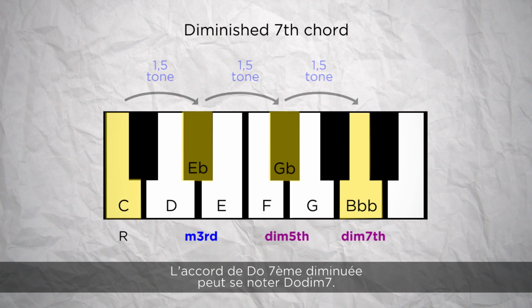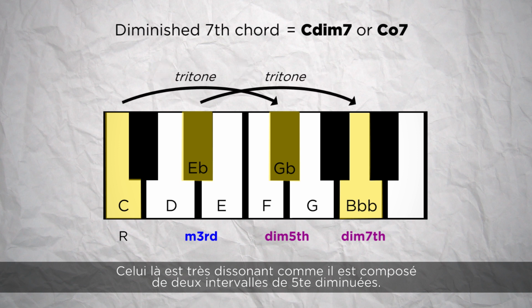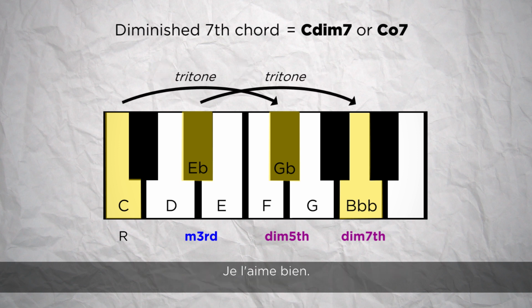So the C diminished 7th chord could be noted C dim 7. This one is very dissonant as it has 2 intervals of diminished 5th in it. I like it a lot.